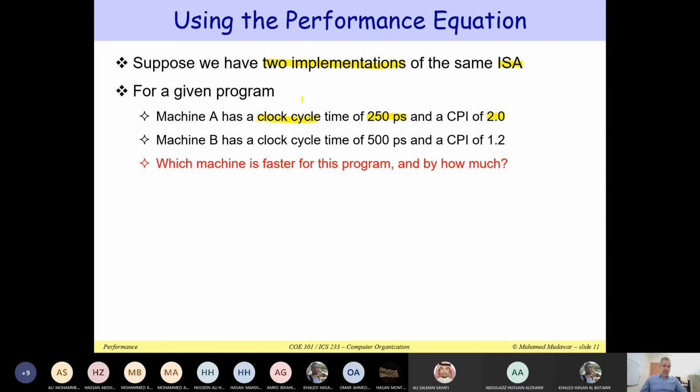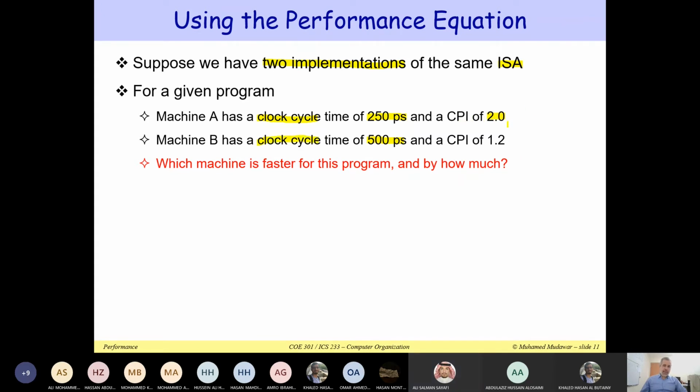How about if the clock cycle is 500 picoseconds? Sorry, what will be the clock frequency? The clock cycle is given here, 500 picoseconds. What is the clock frequency? 2 gigahertz. Yes. So which one has a higher clock frequency, A or B? A. Okay.